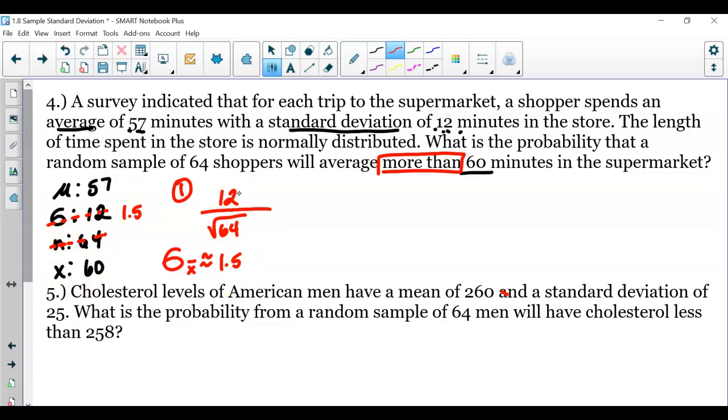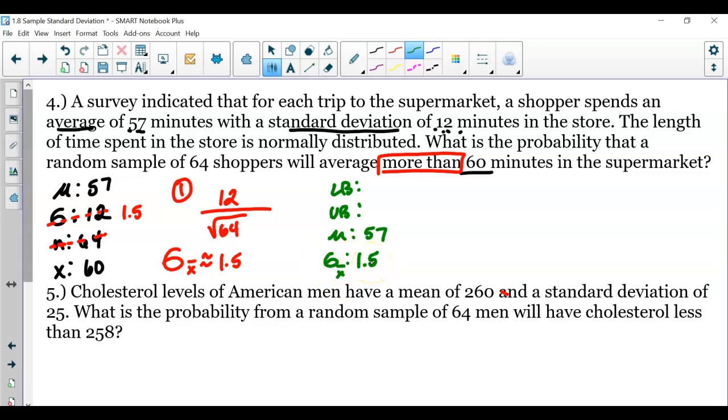Now we can set up, and now the majority of the class uses the calculator and not the z-table, so I'll stick with showing you guys in the calculator. So to find the probability, here we go. We need lower bound, upper bound, the mean, the standard deviation. So again, the mean is 57, right? Mean is mean. But now we have a sample.